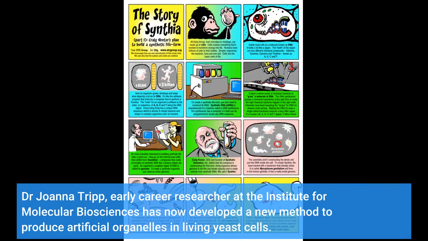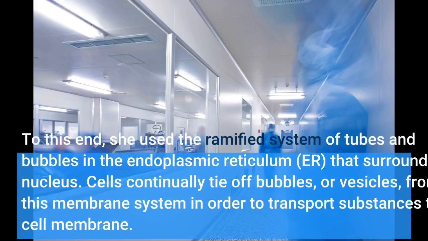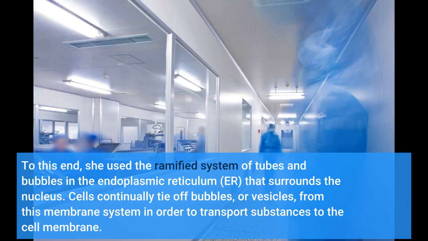Dr. Joanna Tripp, early career researcher at the Institute for Molecular Biosciences, has now developed a new method to produce artificial organelles in living yeast cells. To this end, she used the ramified system of tubes and bubbles in the endoplasmic reticulum, that surrounds the nucleus. Cells continually tie off bubbles, or vesicles, from this membrane system in order to transport substances to the cell membrane.